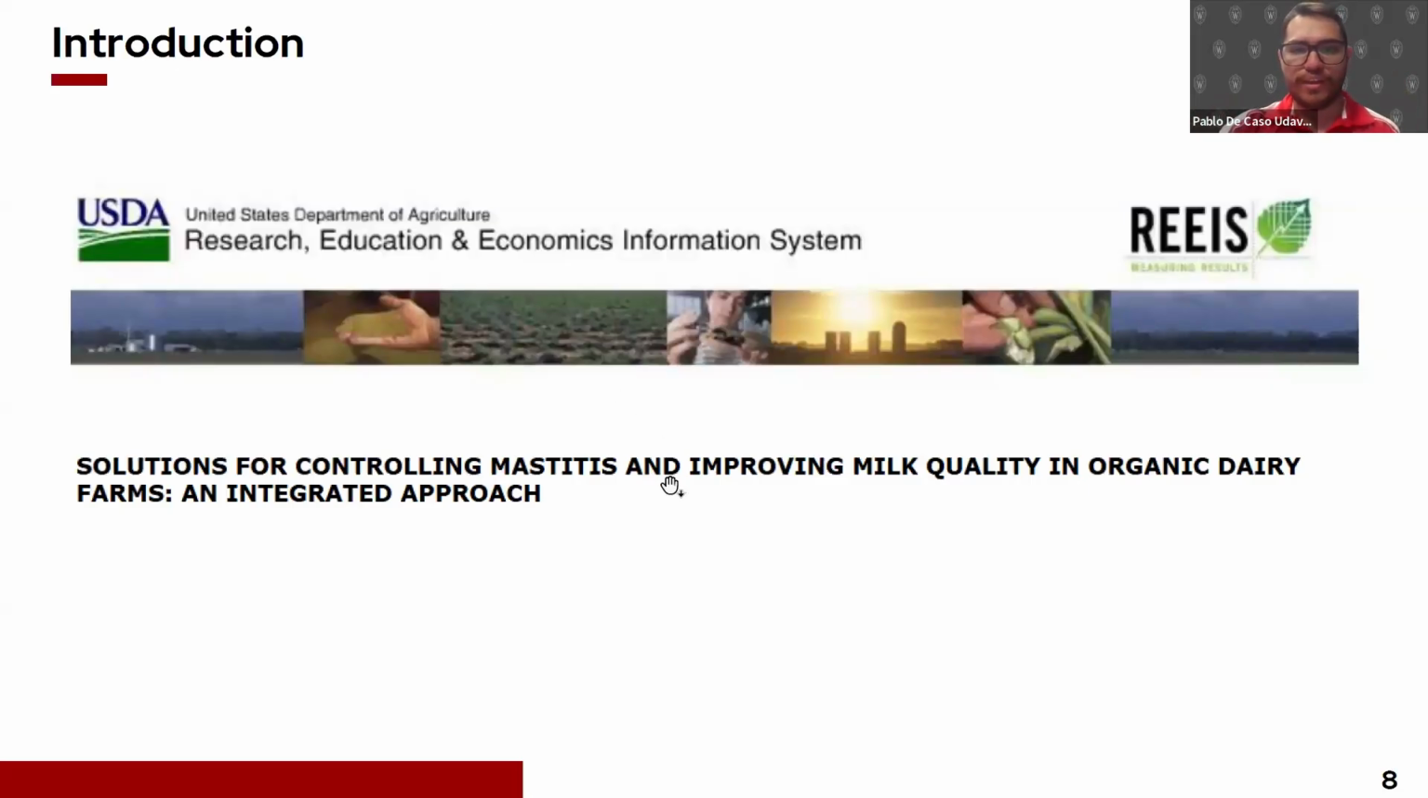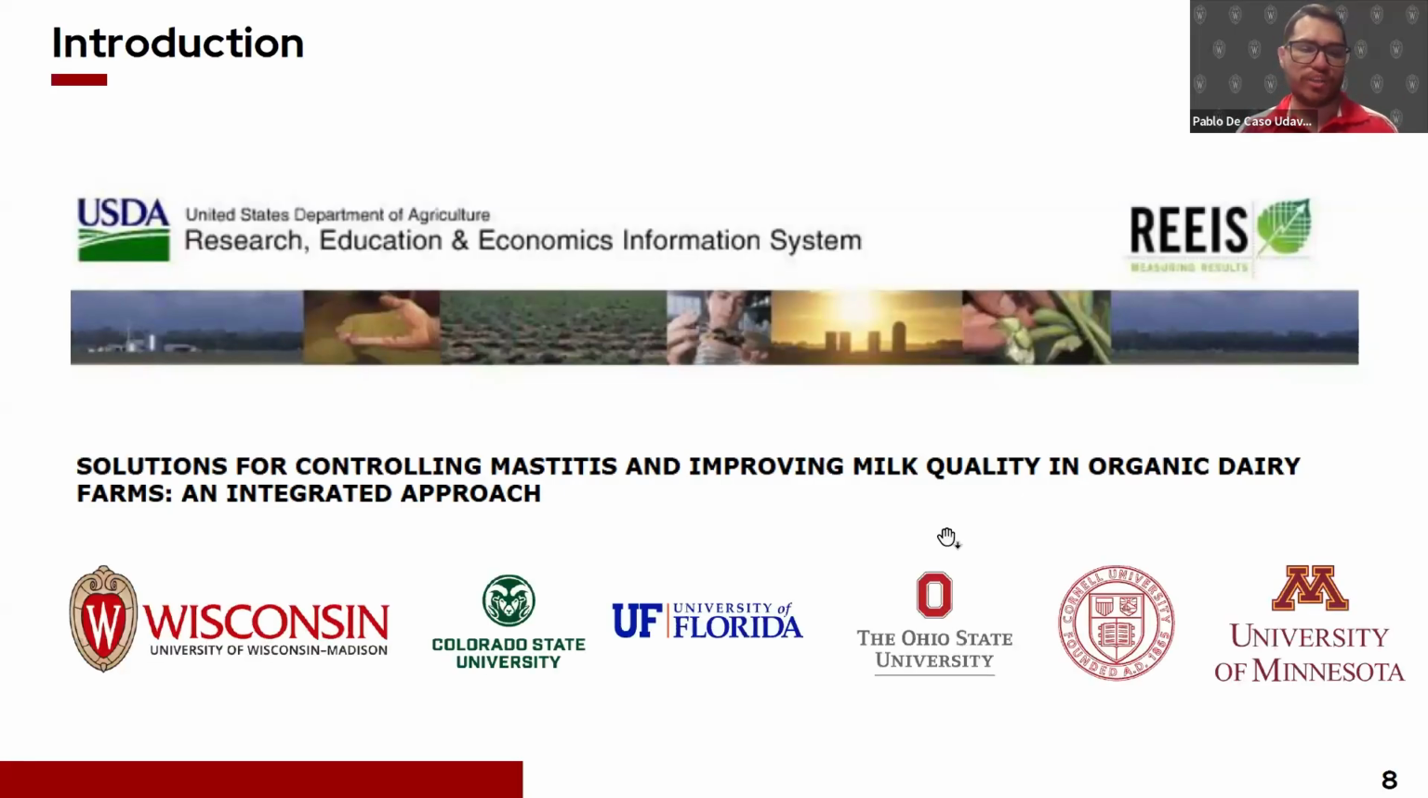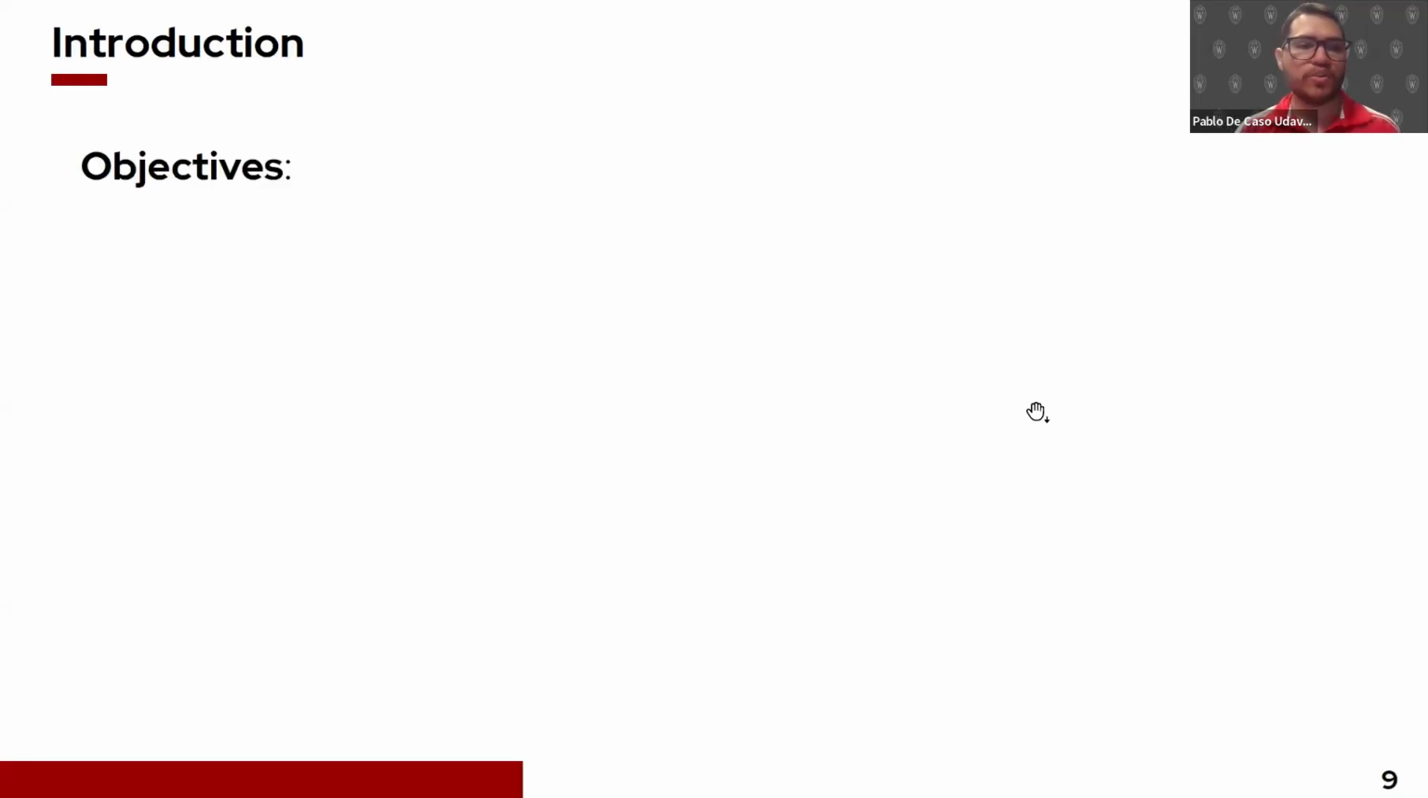So with that, as a brief introduction of why we're doing this, it's also how we came up with this project, which is called Solutions for Controlling Mastitis and Improving Milk Quality in Organic Dairy Farms: An Integrated Approach. It's the grant under which I am currently doing my grad school here at UW-Madison, together with many colleagues at UF, Ohio State and Cornell. We're a multi-state collaboration with diverse universities: Colorado State University, University of Florida, Ohio State, Minnesota, Cornell, and of course, Wisconsin.